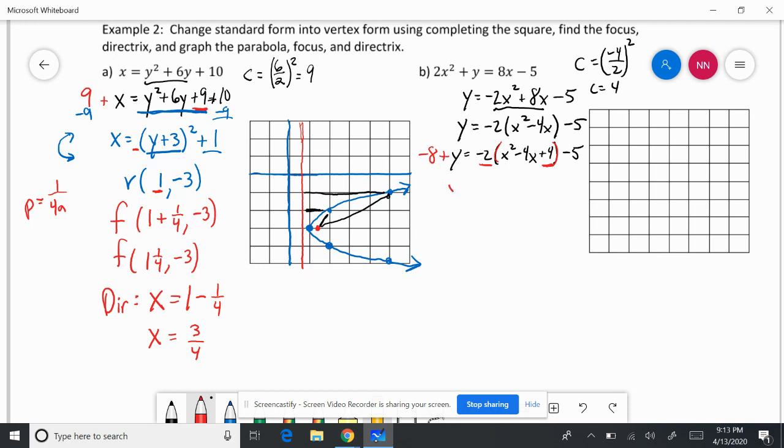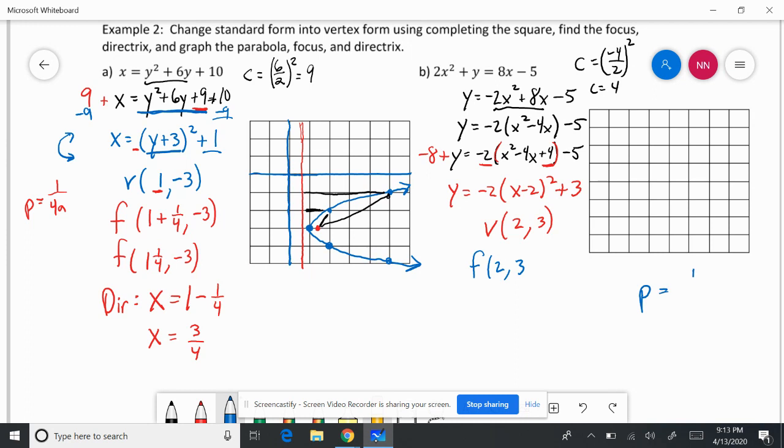I'm going to do 2 steps in one. First, I'm going to factor it. And then I'm going to add the 8. I add the 8, it becomes a +3. So my vertex is going to become 2 and 3. Now, when I'm finding my focus, I'm going to take my k value, which is 3, and add p to it.